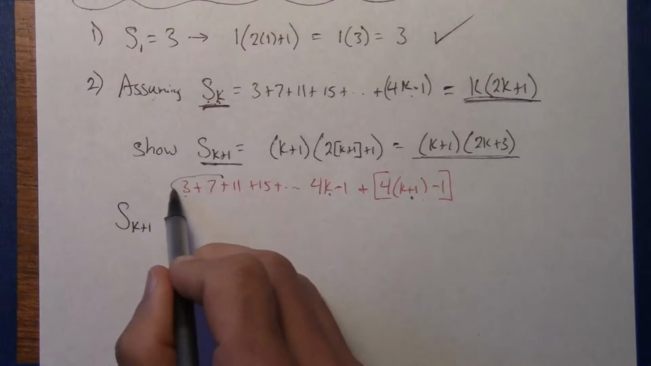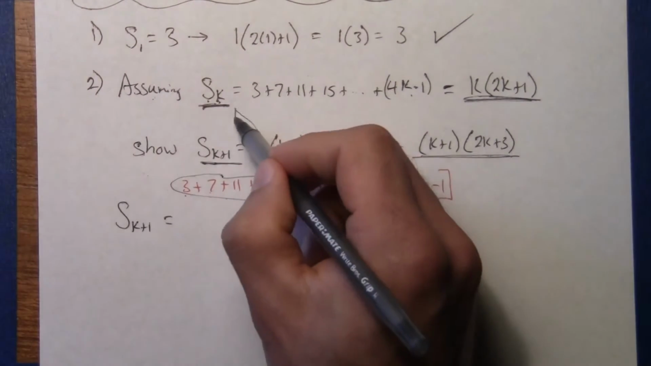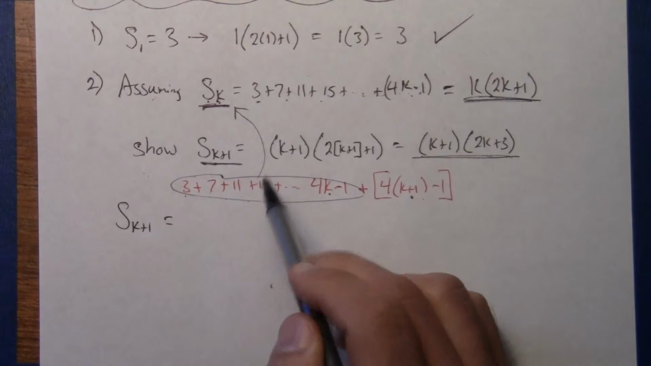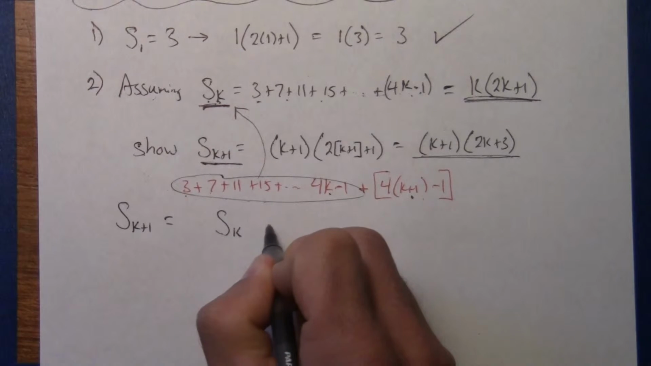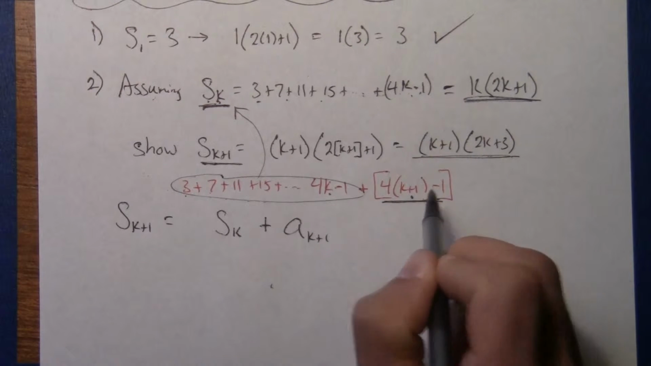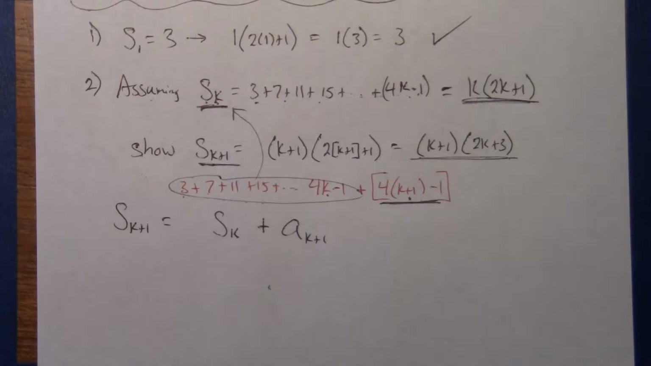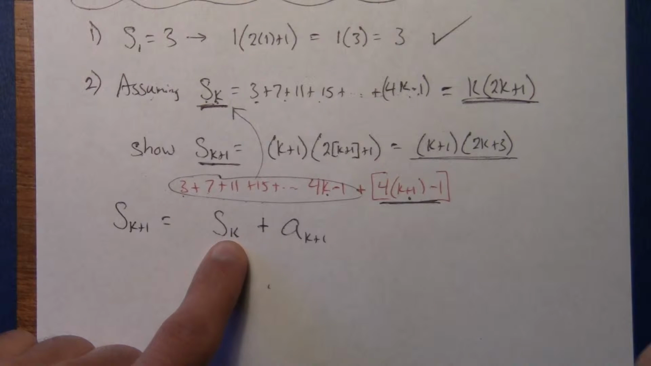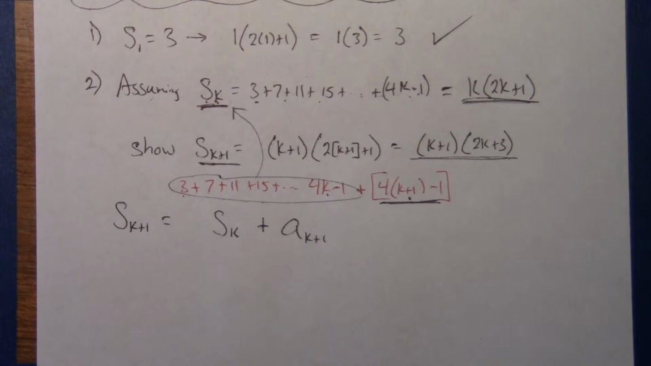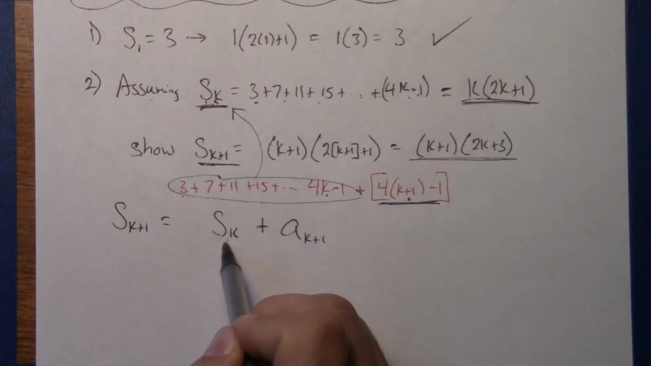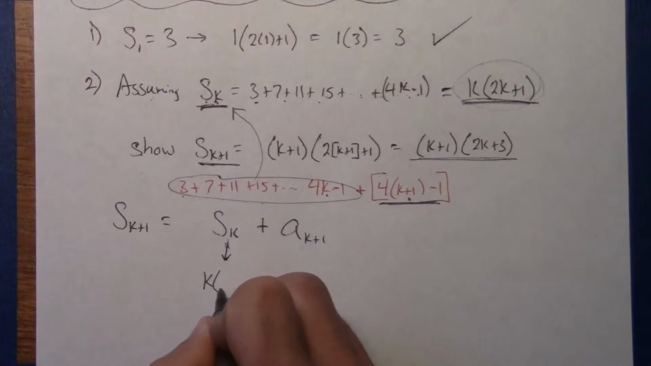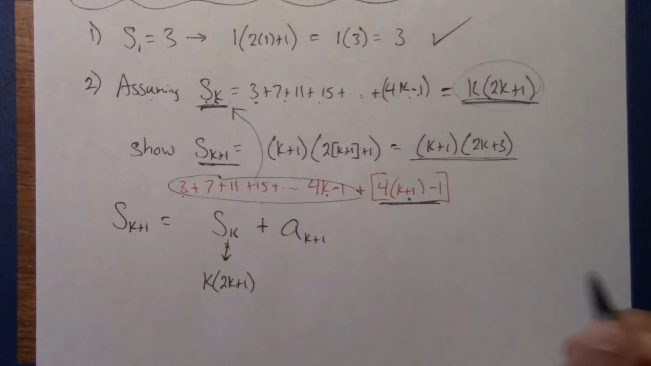Alright, well, I know what this is equal to. It's what I have written right there. It's 3 plus 7 plus all the way up to 4k minus 1. This is s sub k plus a sub k plus 1. This is actually the specific term number. So here's the sum of the first k terms plus the k plus first term. Adding those together would give you the sum of all the k plus 1 terms. I know s sub k is actually equal to this. It's k times 2k plus 1. We assumed that that was true.